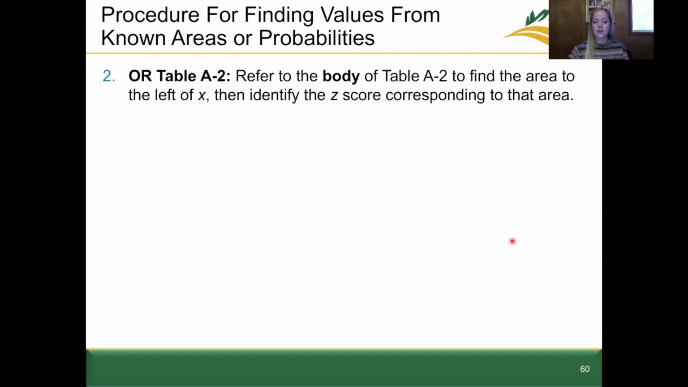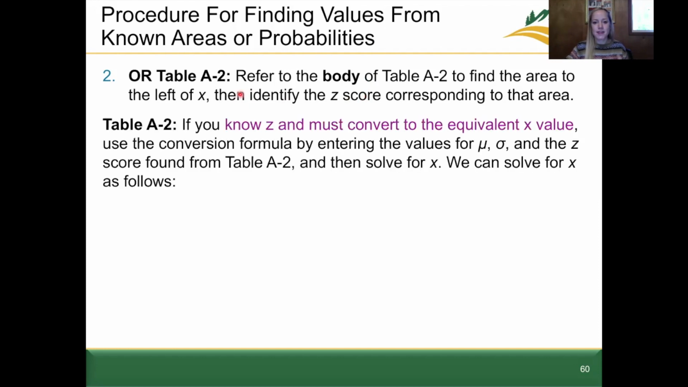Now we can also do step 2 with Table A2. We know in the body of Table A2, those are corresponding area or probability values. If we have a given area or probability value, we want to find that. When we find that on the table, we'll have our corresponding Z-score. Now, if you use the table and you know your corresponding Z-score, but you're actually asked for the actual value of X, then we need to convert that Z-score.